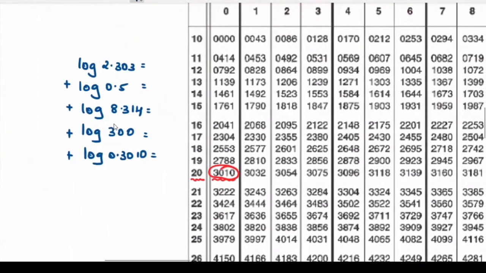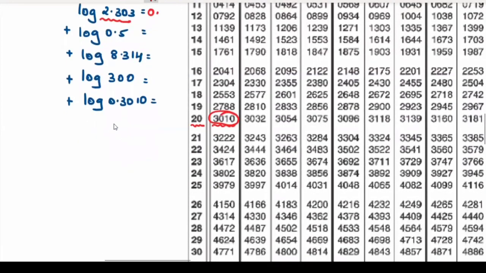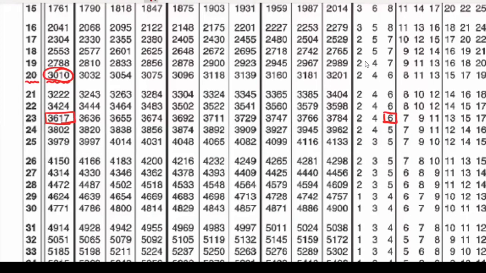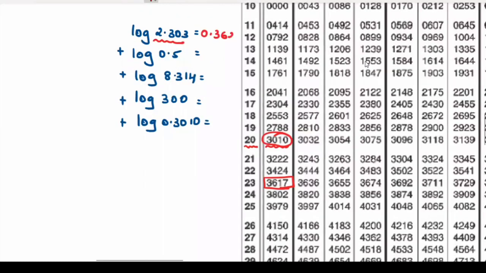So log of 2.303, first of all, you need to find out the characteristic. The characteristic over here will be 0 because only one digit is present. So this will be 0 point, and then 23, 0, and then 3. In the 23 row, you will check the 0 column and then the 3 column for mean difference. So 2303, it is 23, and then the third column. So you need to add 3617 to 6. You will be getting 3623. So my answer will be 3623. Likewise, you can calculate the log for all the values.